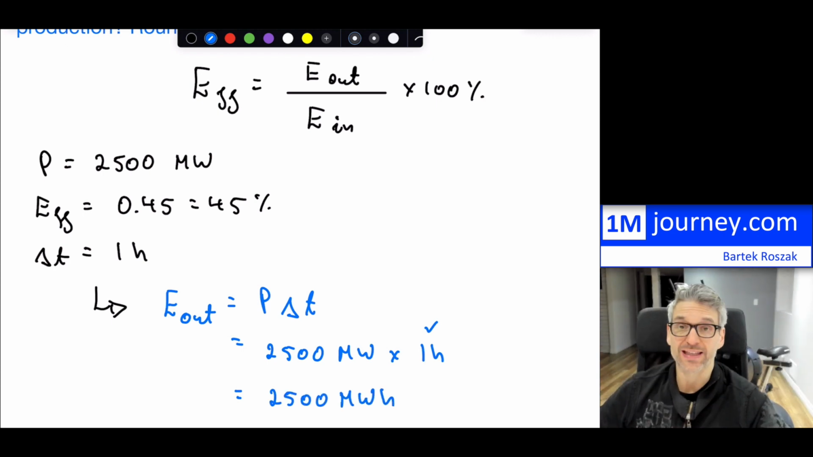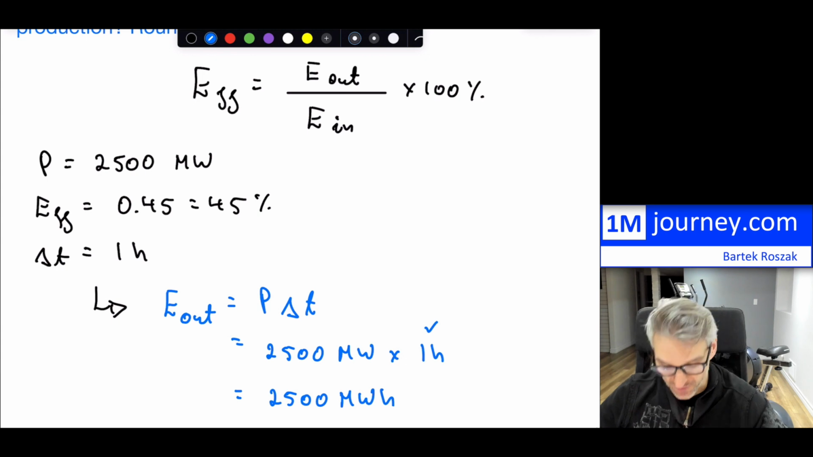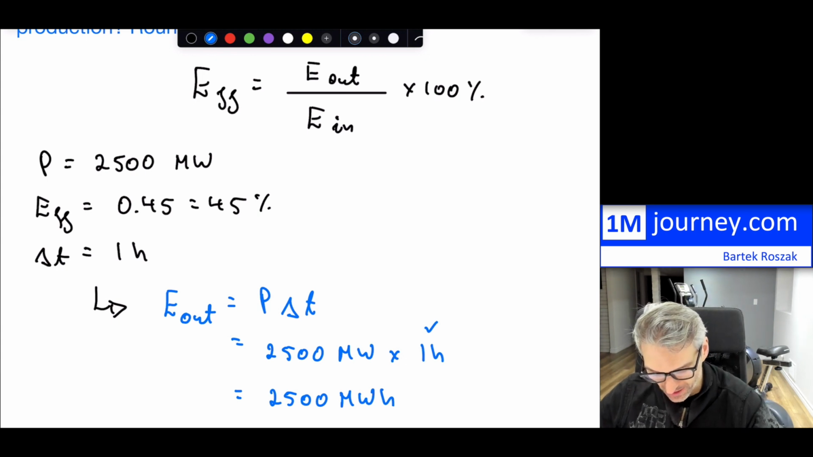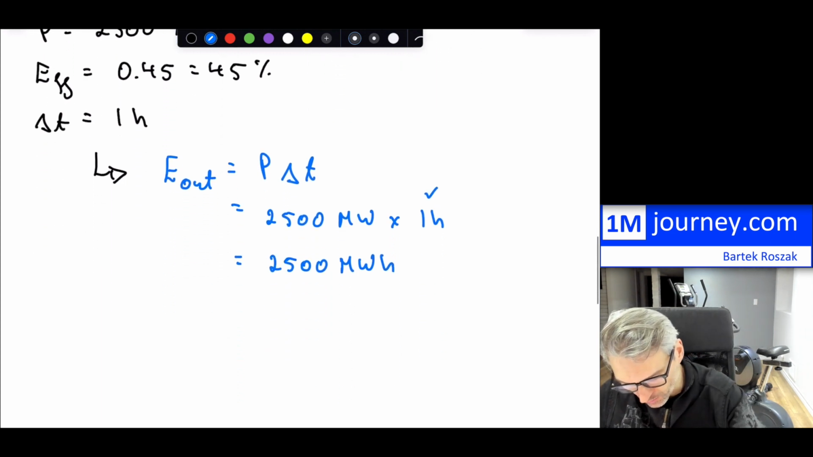So if you recall kilowatt hours, kilo is just 1,000, mega just means a million, right? So this is quite a bit of energy in here that we would have. So now what would I do this with? Well, the efficiency is 45%.